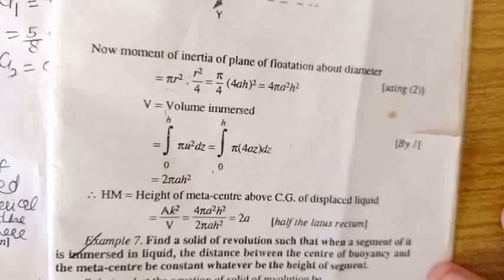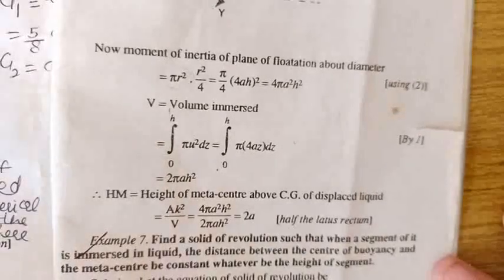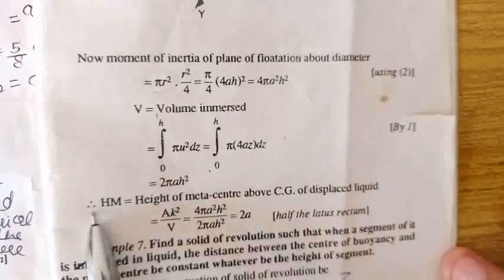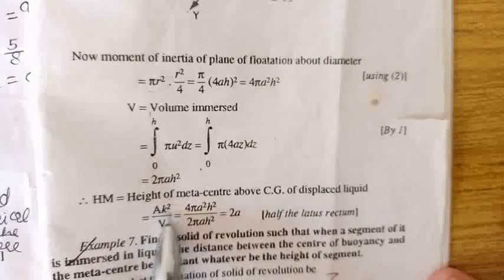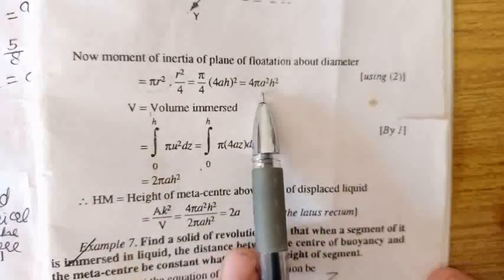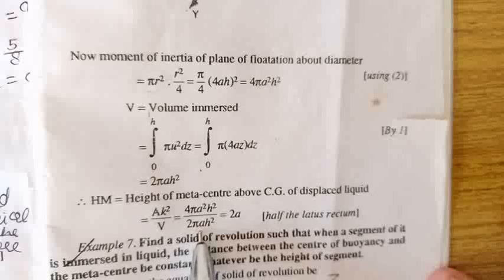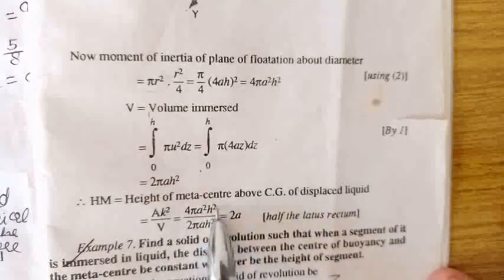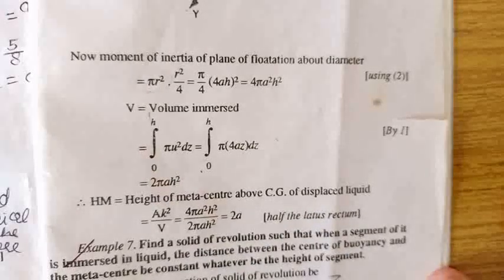Now we have to find the height of the metacenter above the center of gravity of the displaced liquid. That is given by the formula HM is equal to A k square upon V. Now putting the value of A k square, which is 4 pi a square h square, and in the denominator the value of the volume, that is 2 pi a h square, we obtain HM, which is 2a. Thus we have proved that the height of the metacenter above the center of gravity of the displaced liquid is equal to half of the latus rectum.